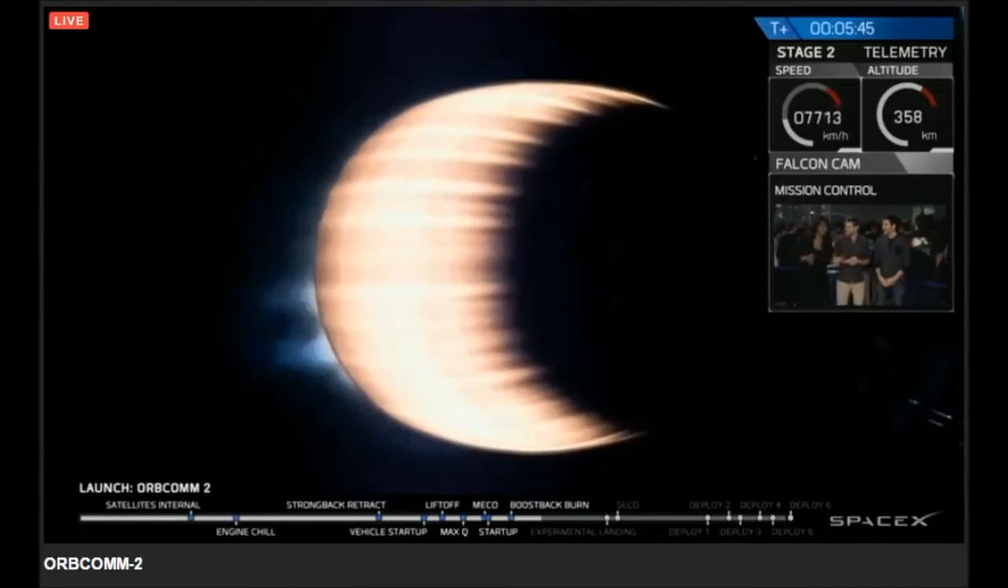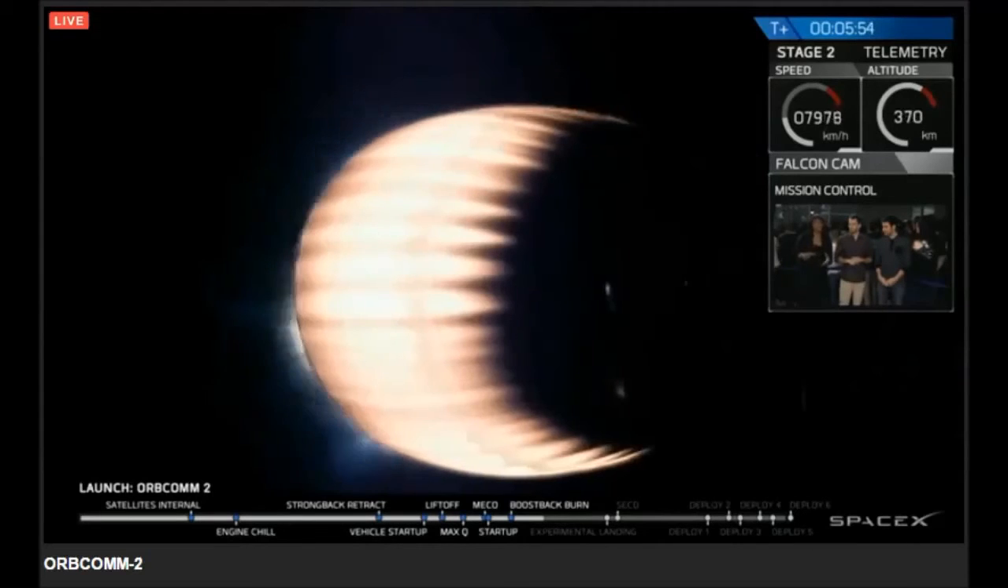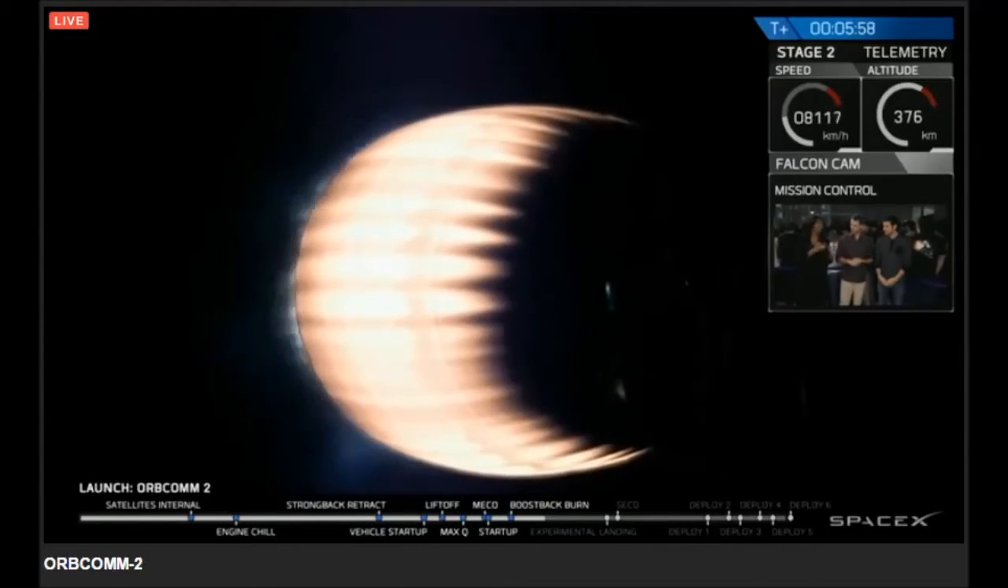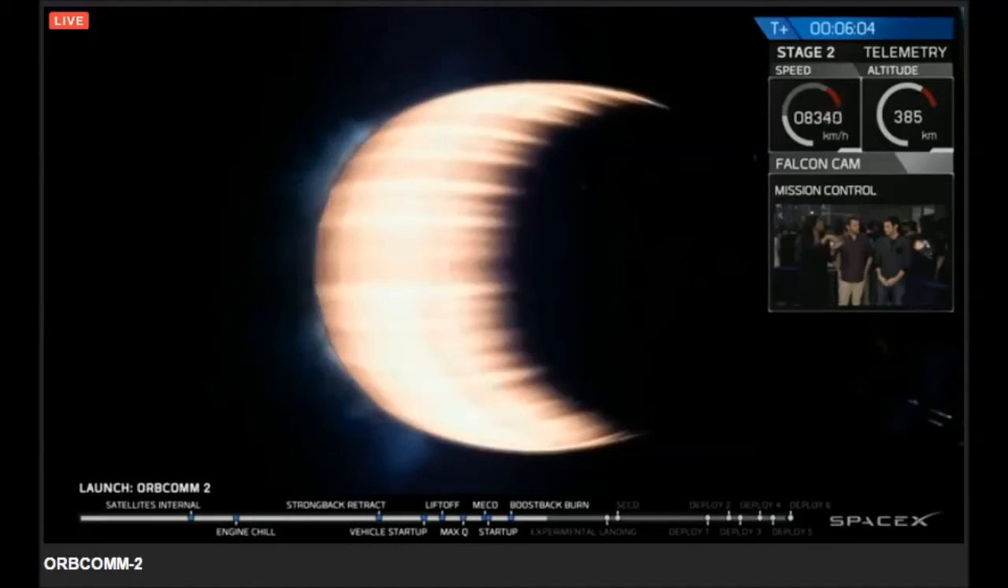Everyone's really excited. There's a lot of energy here. It's awesome. Yeah, that boost back burn is really important because it reorients us back down to the launch site, back down to landing zone 1. Normally, after the second stage separates from a rocket, that first stage will continue on a sort of ballistic trajectory and crash into the ocean, but we are coming back to land.